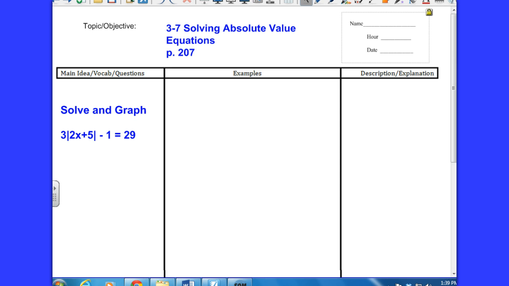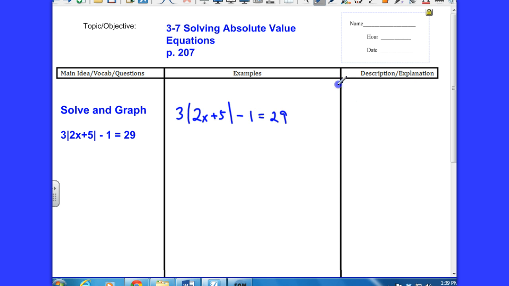We're going to look at another equation here that's a little bit longer, and something that you probably have never seen before happens here. So let's get right into things, and we'll refer to some things from the previous video in that process. All right, copy down that question right there. 3 times the absolute value of 2x plus 5 minus 1 is equal to 29.